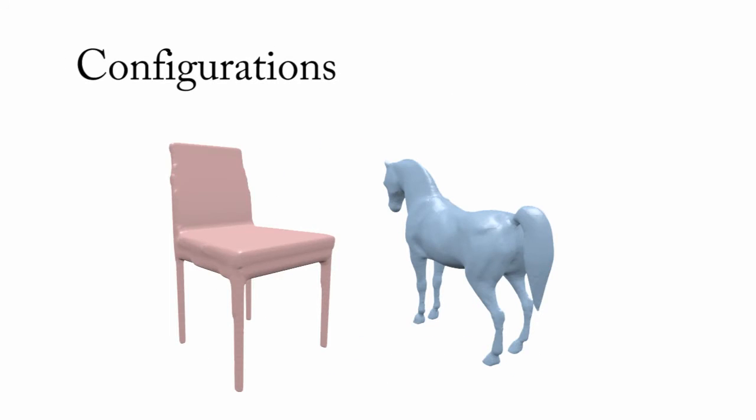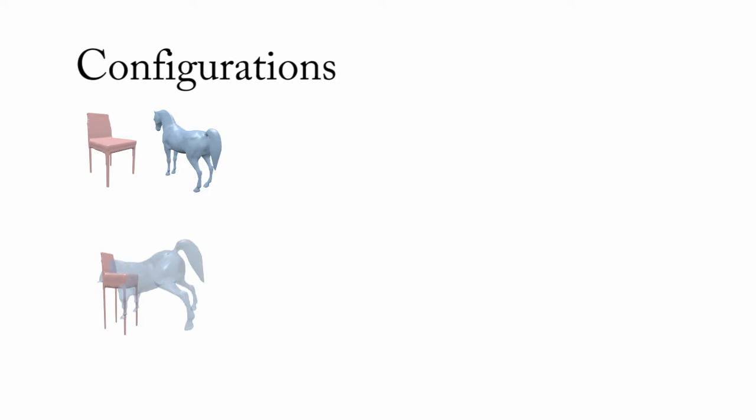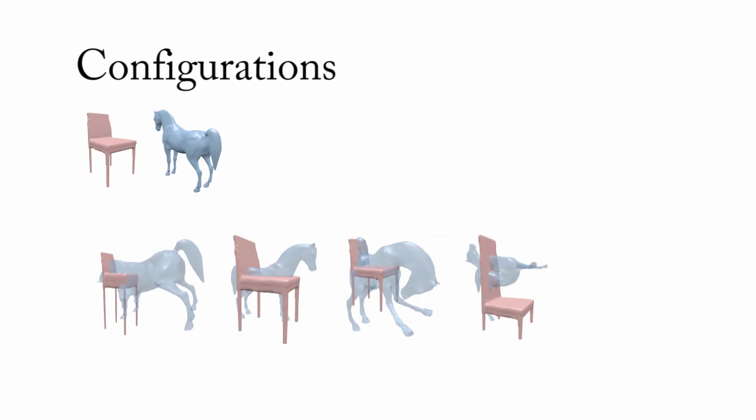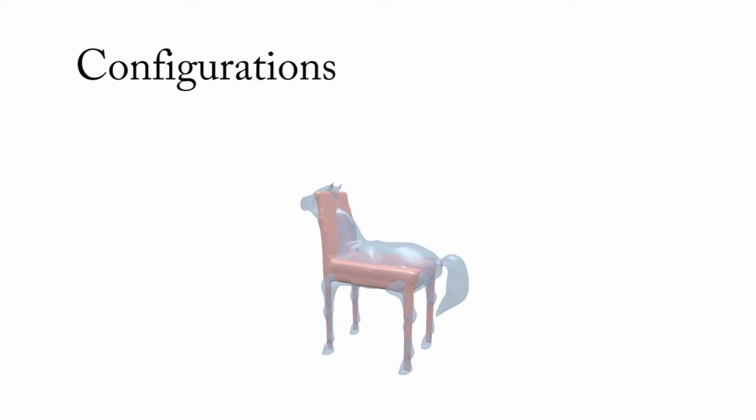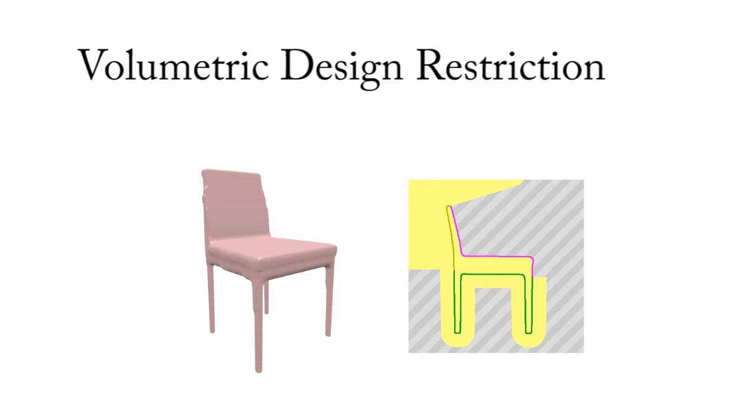Given a pair of shapes from the previous step, there are many different ways to arrange them together, which we refer to as configurations. Our goal is to find a good configuration to create a zoomorphic shape. We introduce a volumetric design restriction to ensure that the zoomorphic shape created by our optimization process will satisfy the design constraints of the base shape.